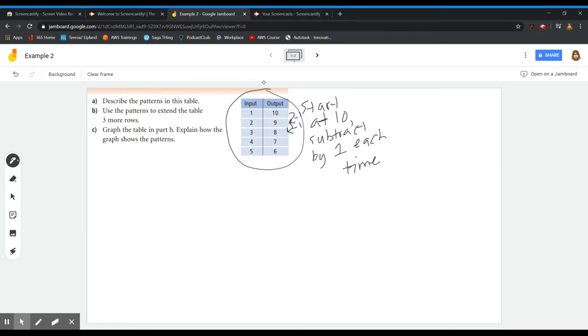It looks like our input table, we are starting at 1, and you are adding by 1 each time. What I'm most interested about, though, is this relationship between our input and our output tables. What's very interesting is that it appears that for every input number we have, when we are combining it with our output number, we are getting a certain number. Can anyone identify what it is?